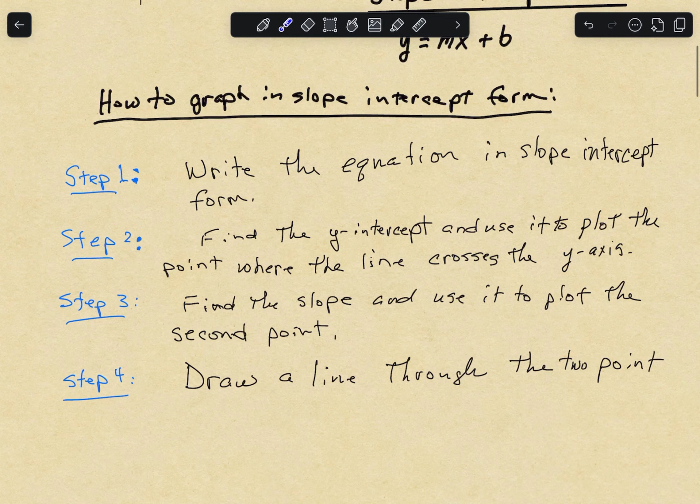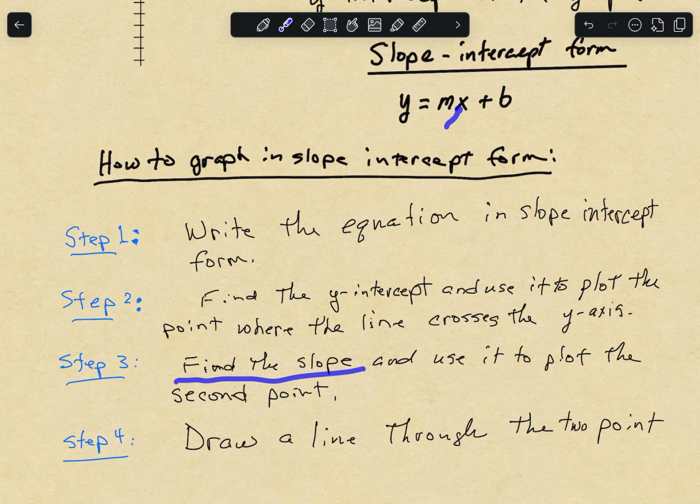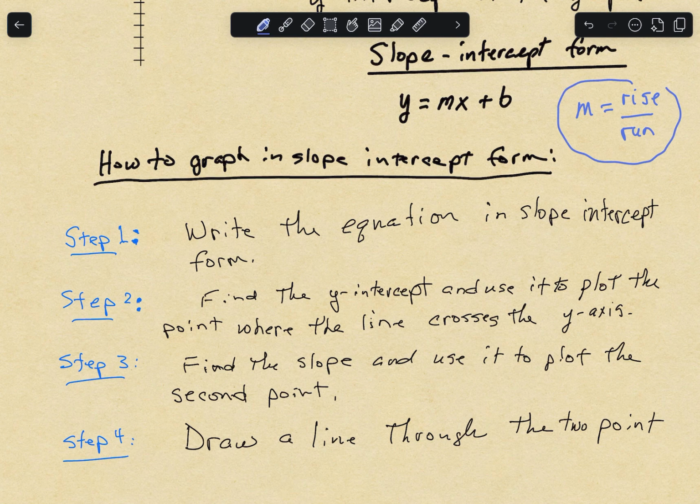Now, step 3, find the slope and use it to plot the second point. Now, the slope, where is the slope? The slope is right here, this m, which really stands for, you might have seen this before, rise over run. That is your slope. It goes up and over a little bit. And that's how you find the slope.